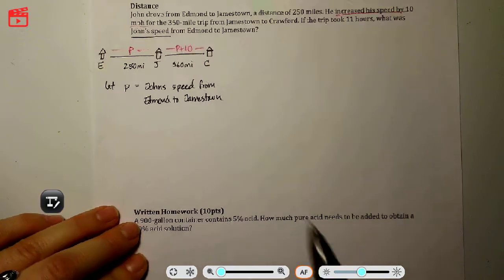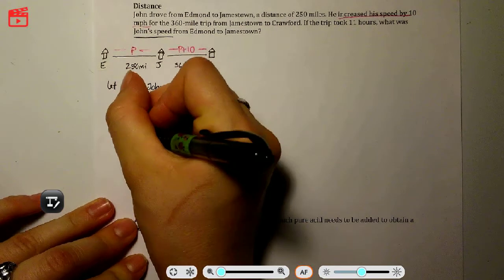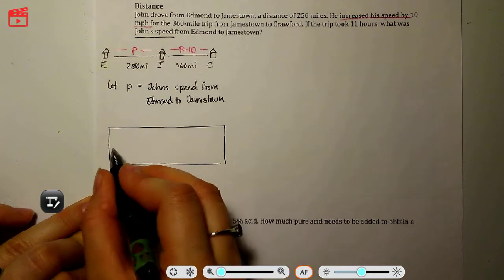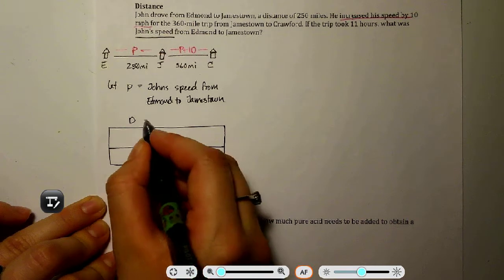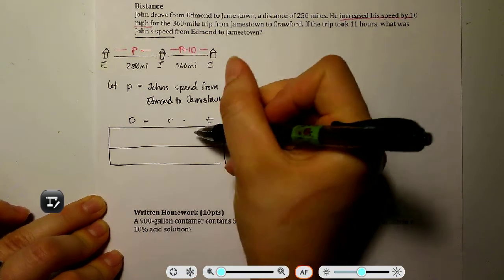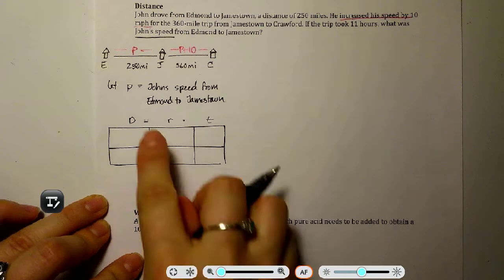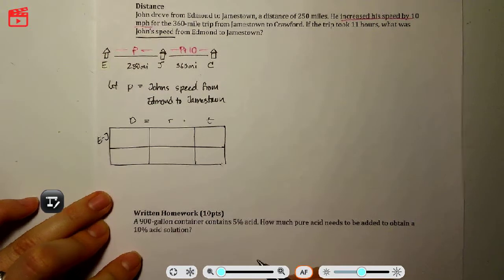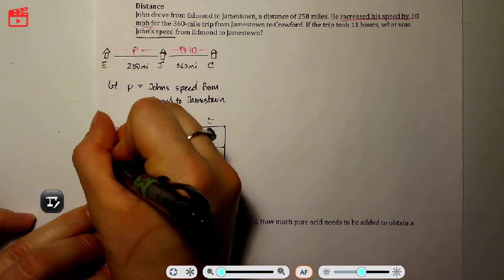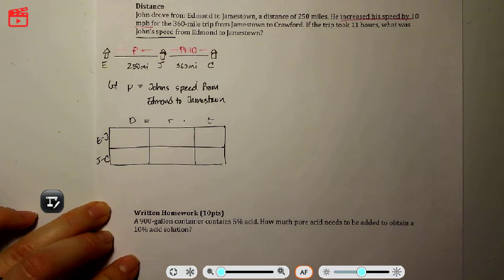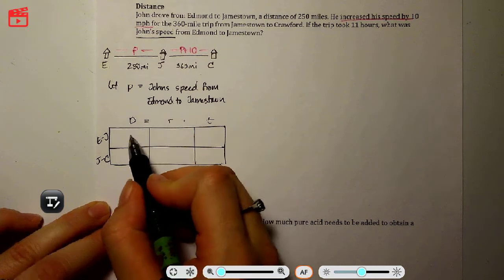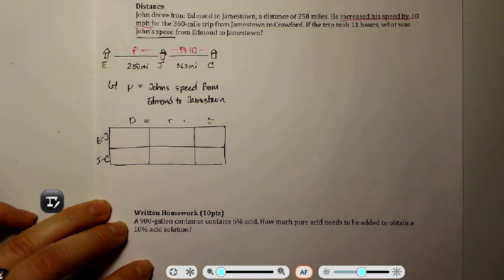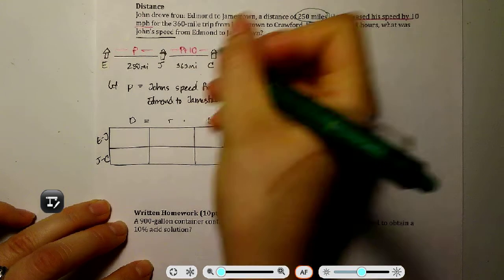All right, so the next thing we're going to do is I use this chart when I'm using distance problems. Okay, so there's a known equation, so distance equals rate times your time. So go ahead and draw those boxes in, and we have two different problems. We have from Edmond to Jamestown, so I'll do E to J. And then we have Jamestown to Crawford. So filling in these charts, do we know the distance from Edmond to Jamestown? We do. That distance is 250 miles. So I'm going to go ahead and write 250.